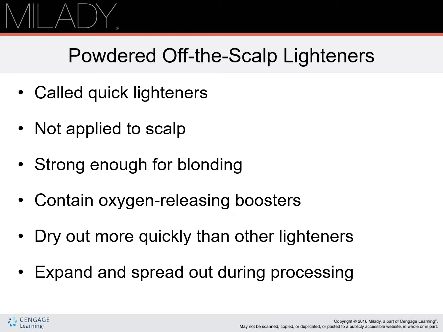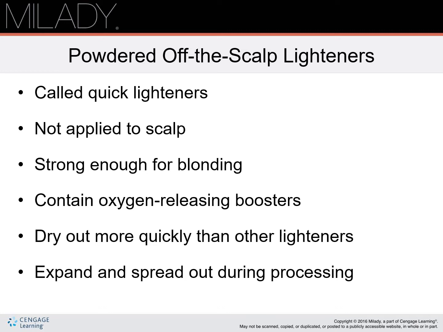Activators are used in off-the-scalp lighteners. They also can add to hydrogen peroxide to increase that lifting power. The more activators you use, the lighter your hair is going to be. Make sure you mix the activators according to the manufacturer's directions, of course.